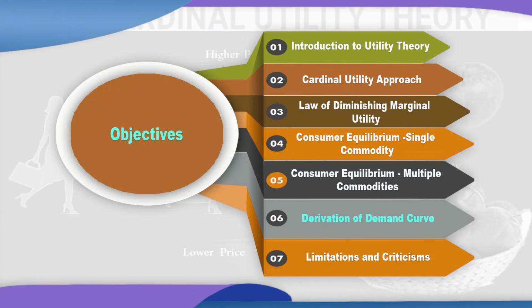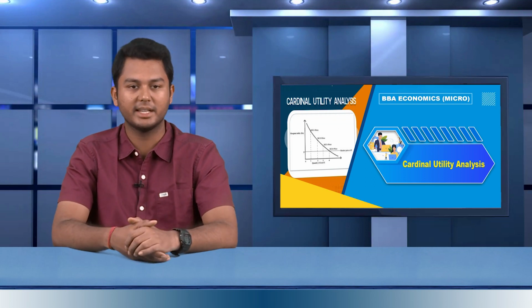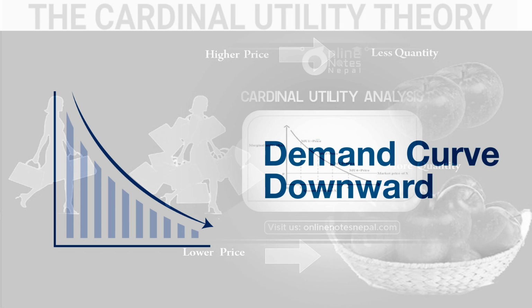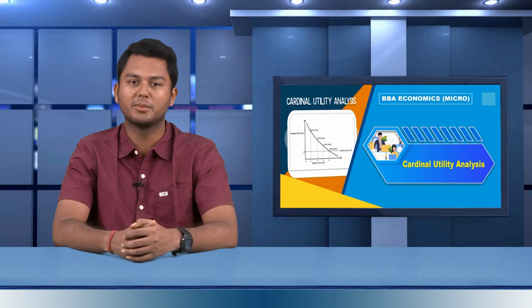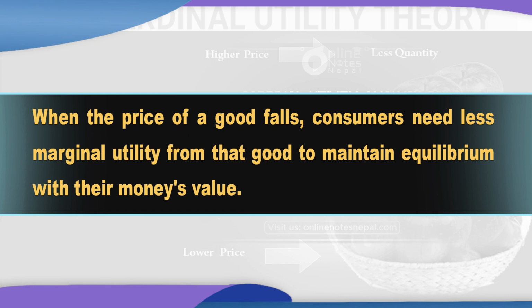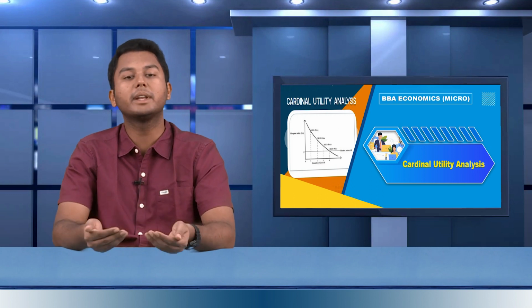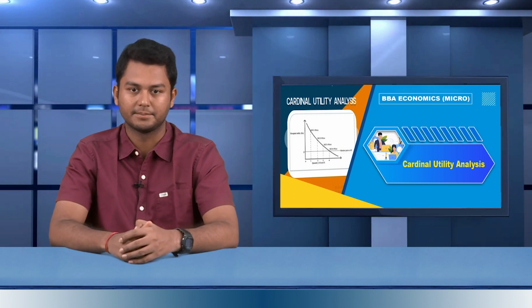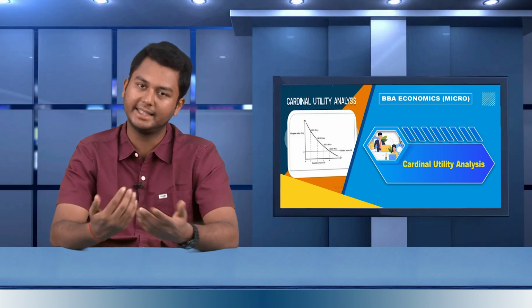Let us look at the derivation of the demand curve from this theory. The cardinal utility approach provides a logical foundation for understanding why demand curves slope downwards. The connection works through the law of diminishing marginal utility and the consumer equilibrium condition. When the price of a good falls, the consumer needs less marginal utility from that good to maintain equilibrium with their money's value. Since marginal utility diminishes with consumption, they will consume more units to reach a lower level of marginal utility. This creates the inverse relationship between price and quantity that we see in demand curves.